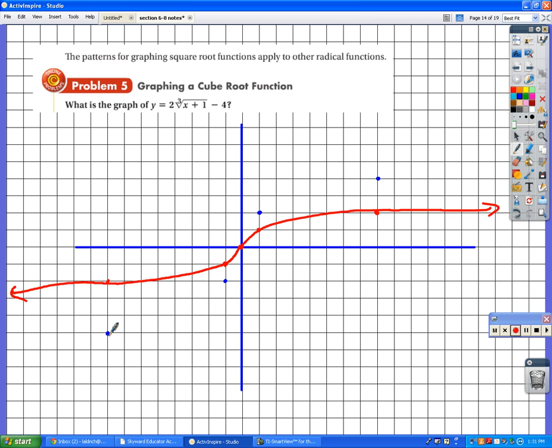Okay, hold on a second. I want to finish this problem. All right, now the +1 moves it to the left 1, and the -4 moves it down 4. So all of these points I would need to replot. Left 1, down 4, left 1, down 4, left 1, down 1, 2, 3, 4, left 1, down 4, and left 1, down 4. Okay? Whoa, that wasn't very good. So it'll look something like that. Okay?